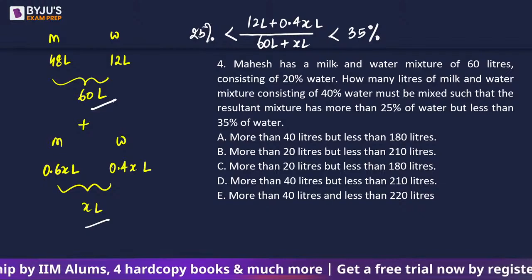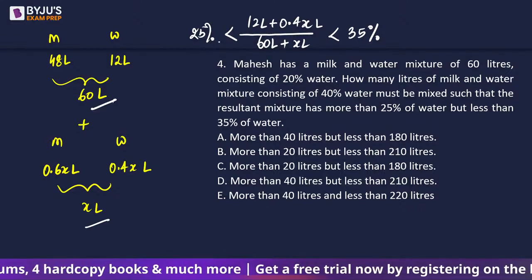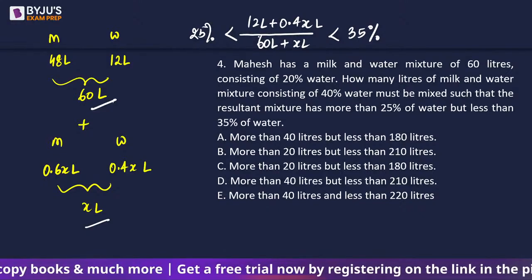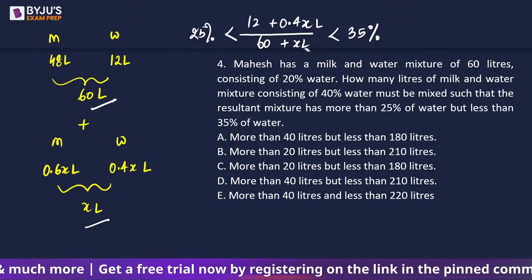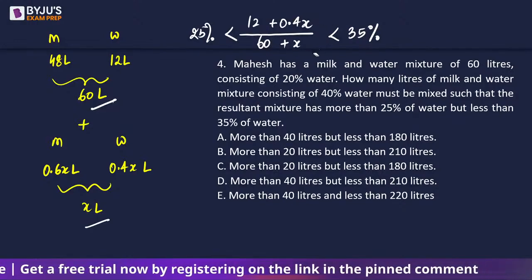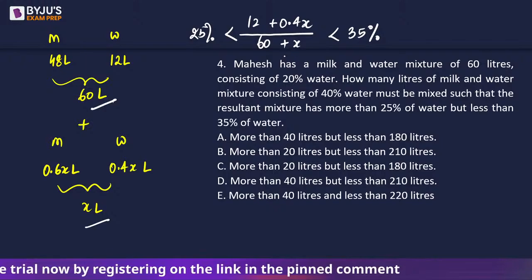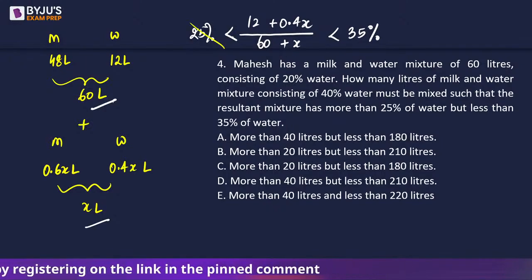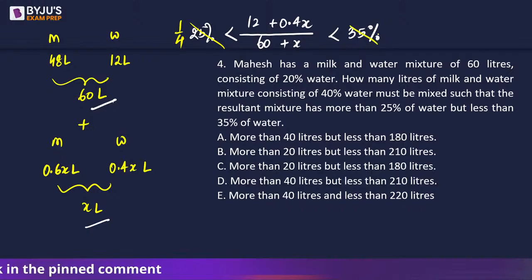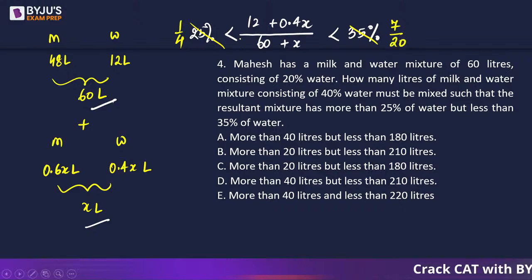So हमें इसको क्रॉस मल्टीप्लाई करके सॉल्व करना पड़ेगा. So first of all, what I will do is I'll take care of this L ताकि extra variable ना लगे. Another is instead of 25%, let's write this as 1 by 4, and 35% is 35 by 100, which will turn out to be 7 upon 20. This is the least we can do. Now let's cross multiply this and solve this part.